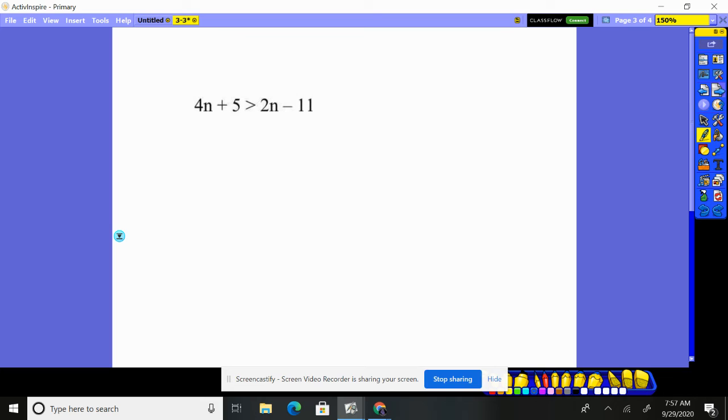Well, let's solve this the exact same way. Let's get all our variables on one side, our numbers on the other. So we subtract 2n from both sides. I get 2n plus 5 greater than negative 11. I now subtract 5 from both sides.